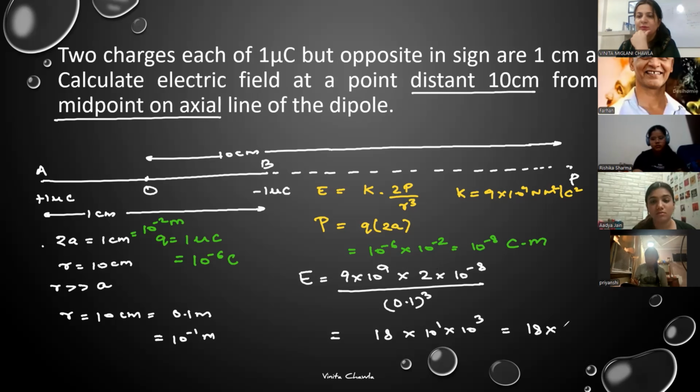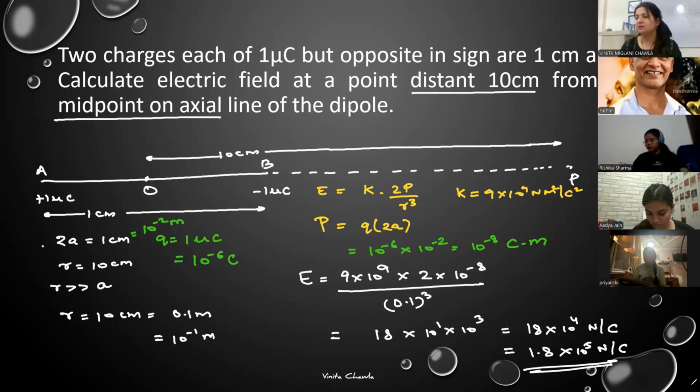Yes. And the unit of electric field intensity is? न्यूटन पर कूलम। In standard form, we write like this: 1.8 into 10 to the power 5 Newton per coulomb. So this is the answer. Please write this in your notebook. And those who haven't done it, they can take the screenshot and write later.